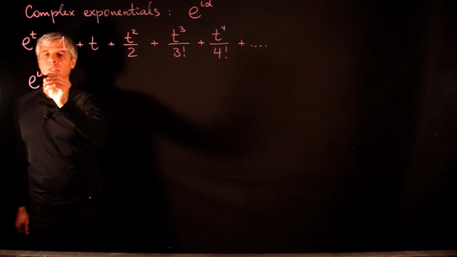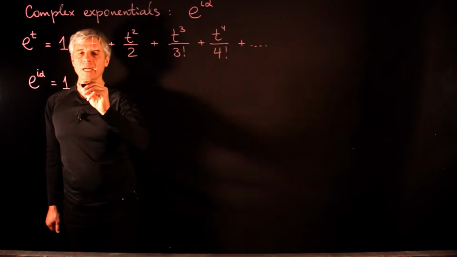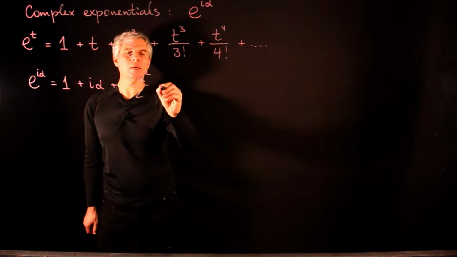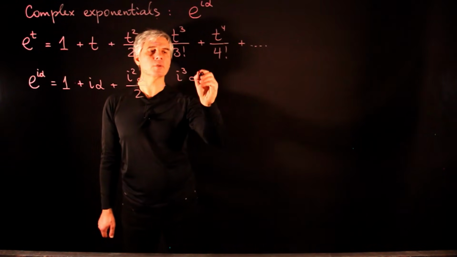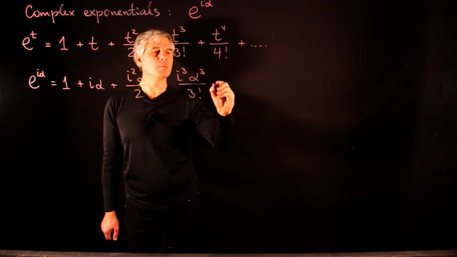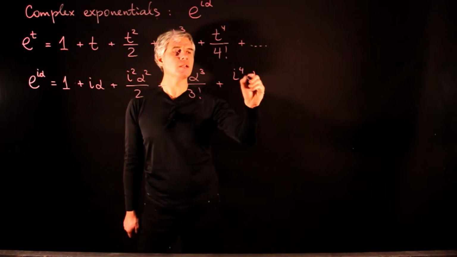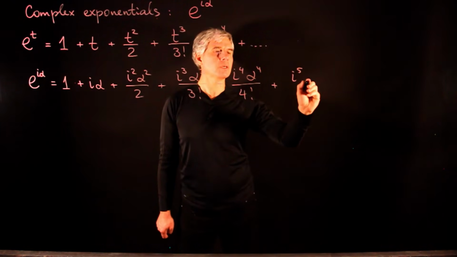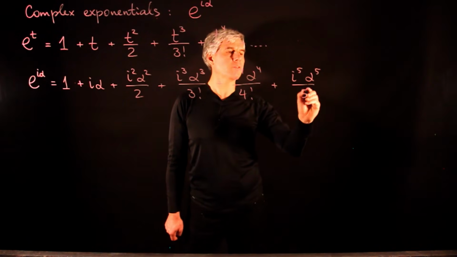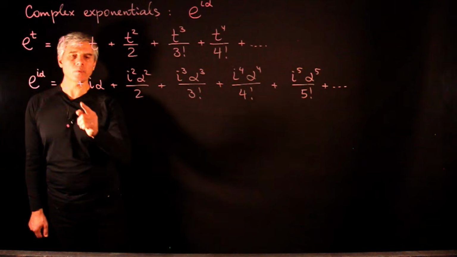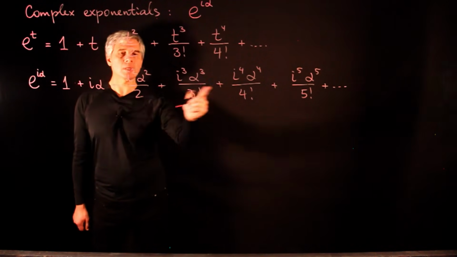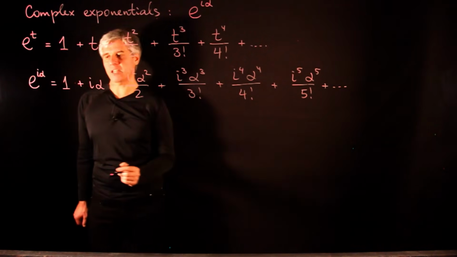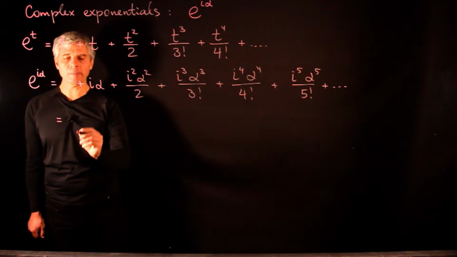Then we get e to the i alpha is equal to 1 plus i alpha plus i squared alpha squared over 2 plus i cubed alpha cubed over 3 factorial plus i to the power 4 alpha to the power 4 over 4 factorial plus i to the power 5 alpha to the power 5 over 5 factorial, and so on. Now, we see that even number terms are real because i squared is minus 1, and the odd terms in the sum are purely imaginary. So let us separate the real part and the imaginary part.